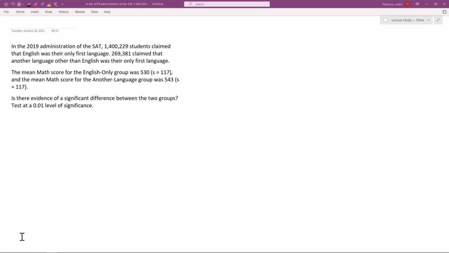So let's go through our four-step process here. And as always, in order for us to answer this question, it's good to always define our hypotheses as well as our parameters that we're looking at. So I'm going to use mu since we're looking at math scores, which are quantitative. So we're going to use the means to be able to compare these. And we have two groups here. We have those that say English was their first language, so I'll just put EO for English only. And then we also have the another language group, something other than English, so I'll use AL to represent another language.